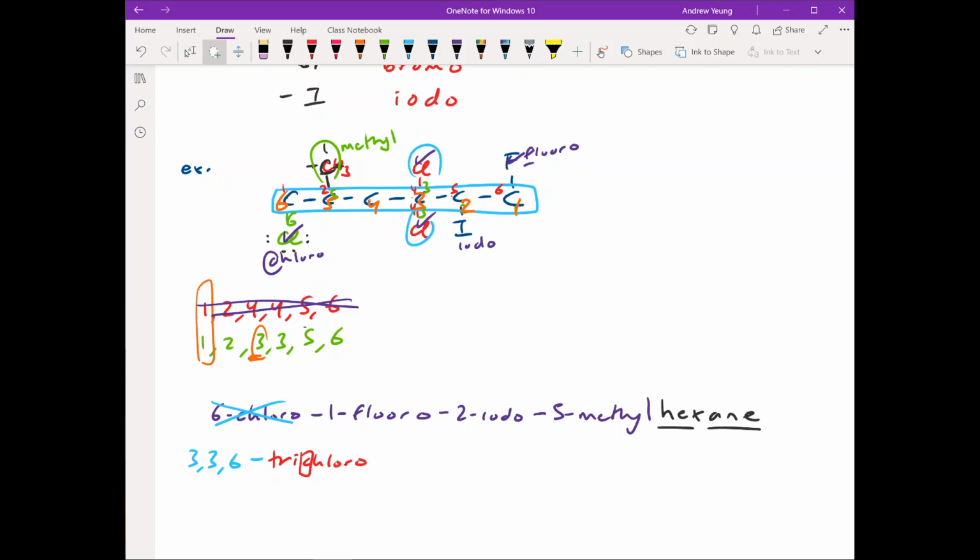Okay. Again, alphabetizing sake here. C for the chloro, F for fluoro, I, and then M. The numbers are all out of order. There's 3s and 1s and whatever. That was just because of the alphabetizing.